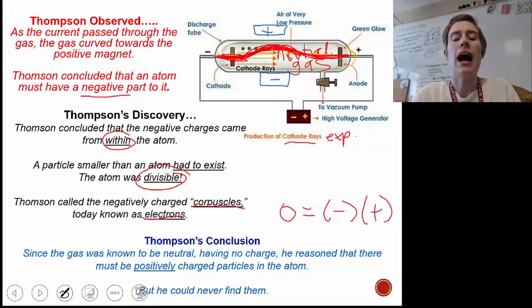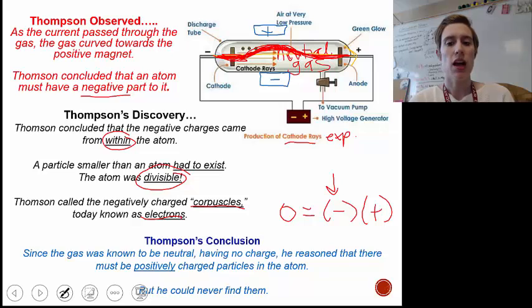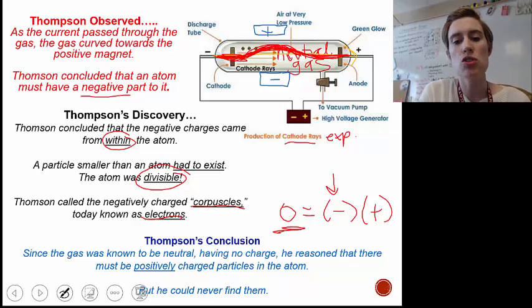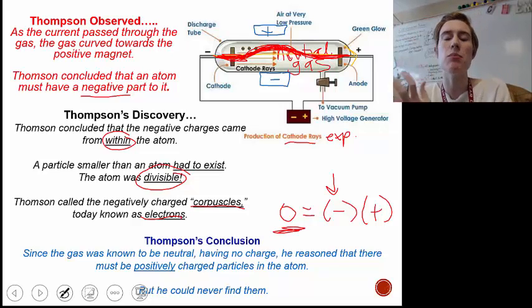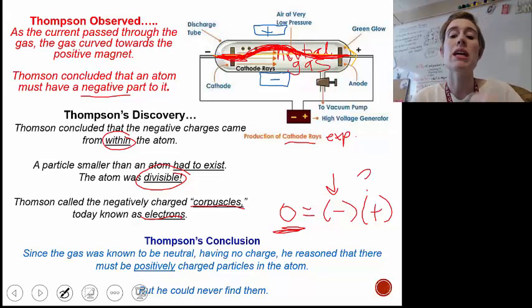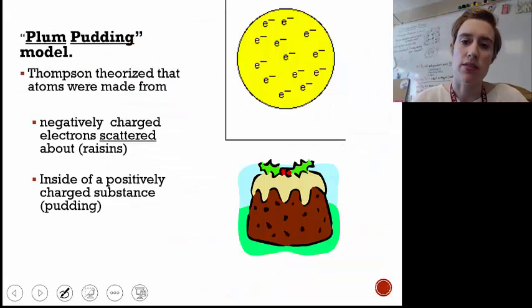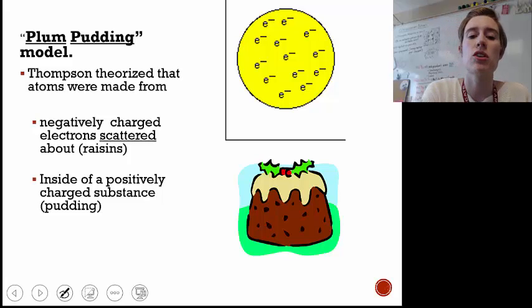He basically said, I am seeing the negative part of the atom, but I know the atom's neutral. That means there's got to be a positive part of the atom that I'm not seeing. Okay, so he never actually found that positive particle. He never found it, but he did guess that there was a positive part to the atom, and he was right. So here's the picture he came up with. It's not that impressive, actually. He said the atom looks like this.